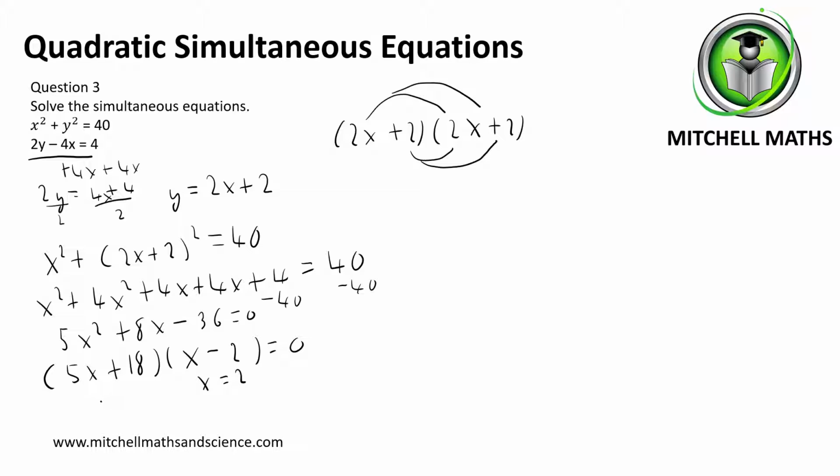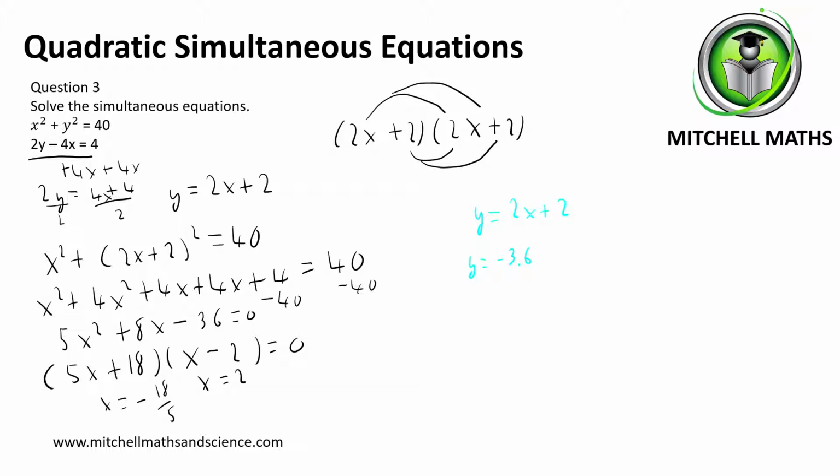X equals 2. X equals minus 18 over 5, or minus 3.6. Right, so now that I've got my x values, I'm going to find my corresponding y values using the equation y equals 2x plus 2. Well, I've got x equals minus 3.6. That's what minus 18 over 5 gives you.